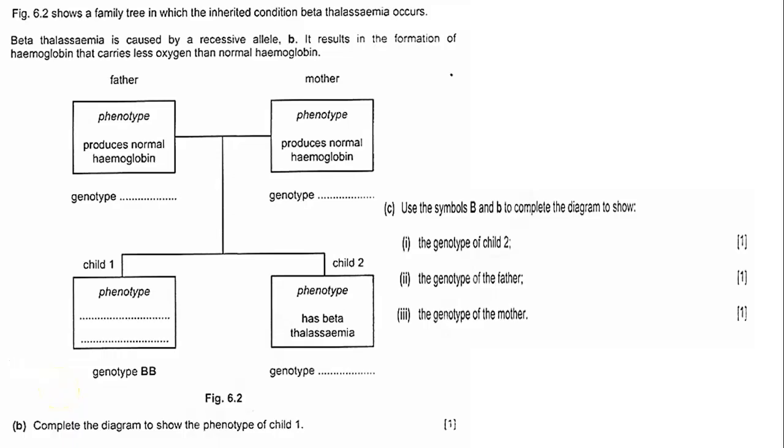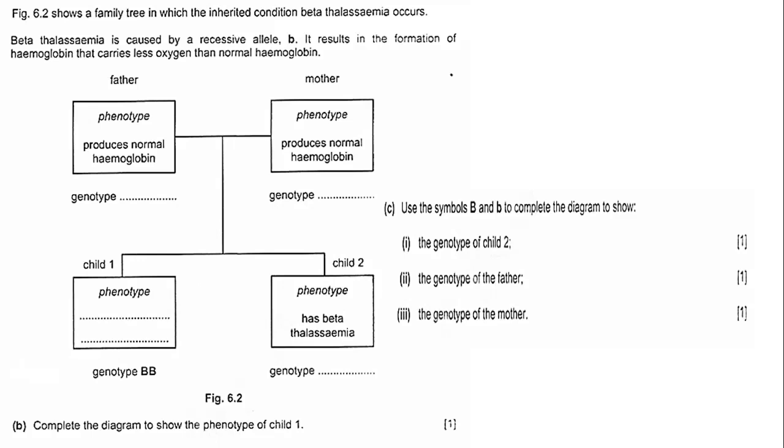Figure 6.2 shows a family tree. So this means that what we're looking at is a pedigree, in which the inherited condition beta thalassemia occurs. Beta thalassemia is caused by a recessive allele. That's why it's represented by a lowercase p. It results in the formation of hemoglobin that carries less oxygen than normal hemoglobin. So now we know that anyone that shows symptoms of beta thalassemia must have a homozygous recessive genotype.